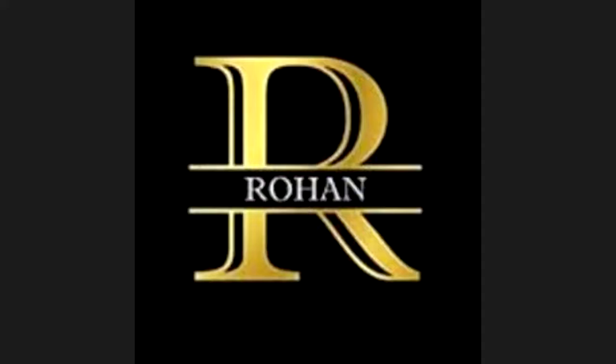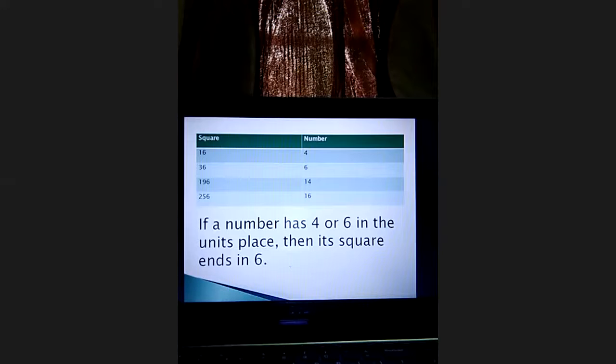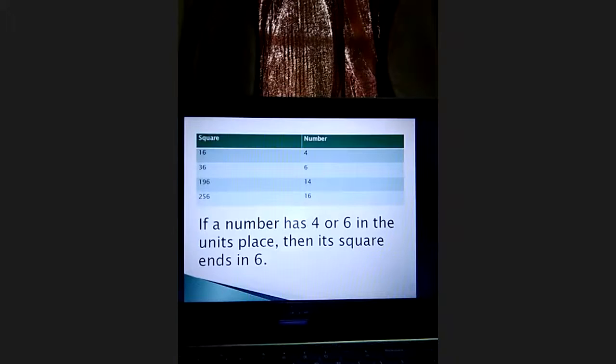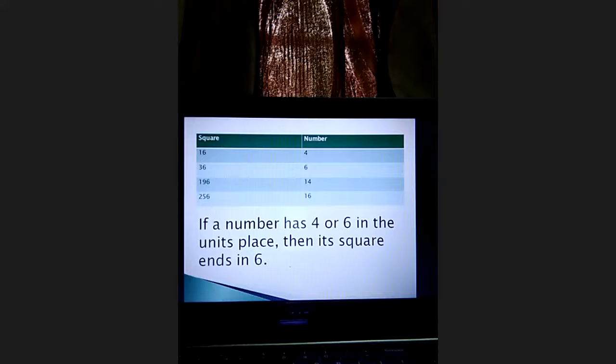Shall we move to the next slide? Yes, ma'am. Now in the next slide, the square numbers are ending with 4: 4, 64, 144, 324. Let us check. 4 is the square of 2. 64 is the square of 8. 144 is the square of 12. And 324 is the square of 18.